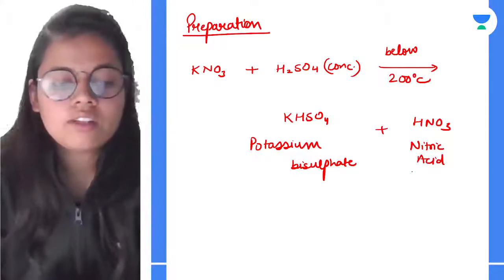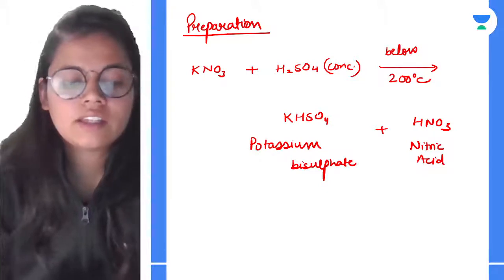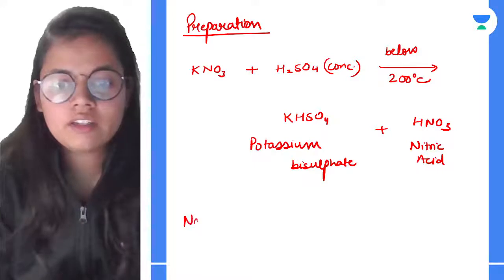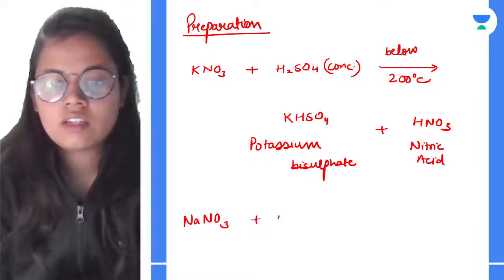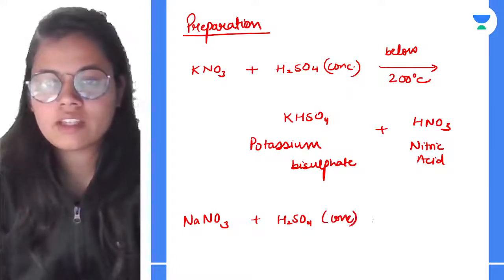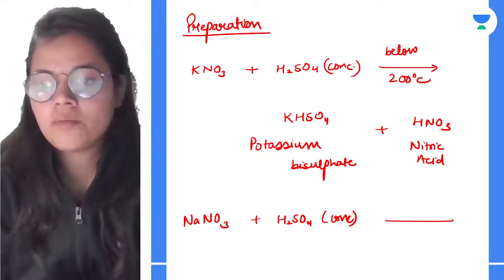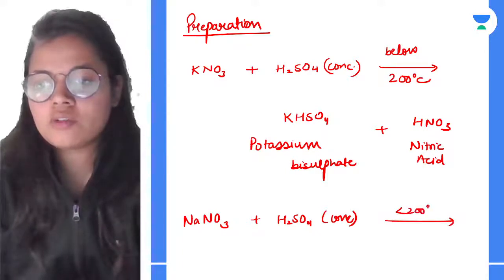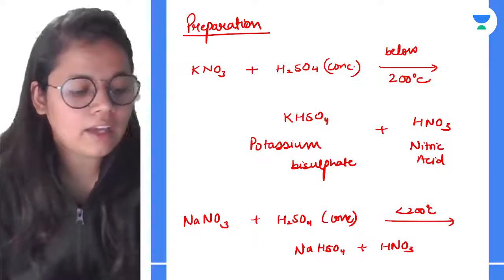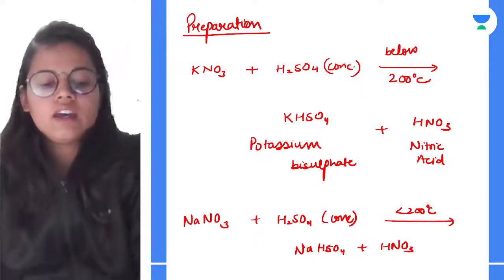Okay. Now, similarly, if I take the case of sodium nitrate in the place of potassium nitrate, what will I get? Again, the same things we are taking, H2SO4 in concentrated form. The temperature is maintained below 200 degrees Celsius. So in this case, we are getting sodium bisulfate, NaHSO4, plus the nitric acid. Correct? All right. Now, there's a reason.